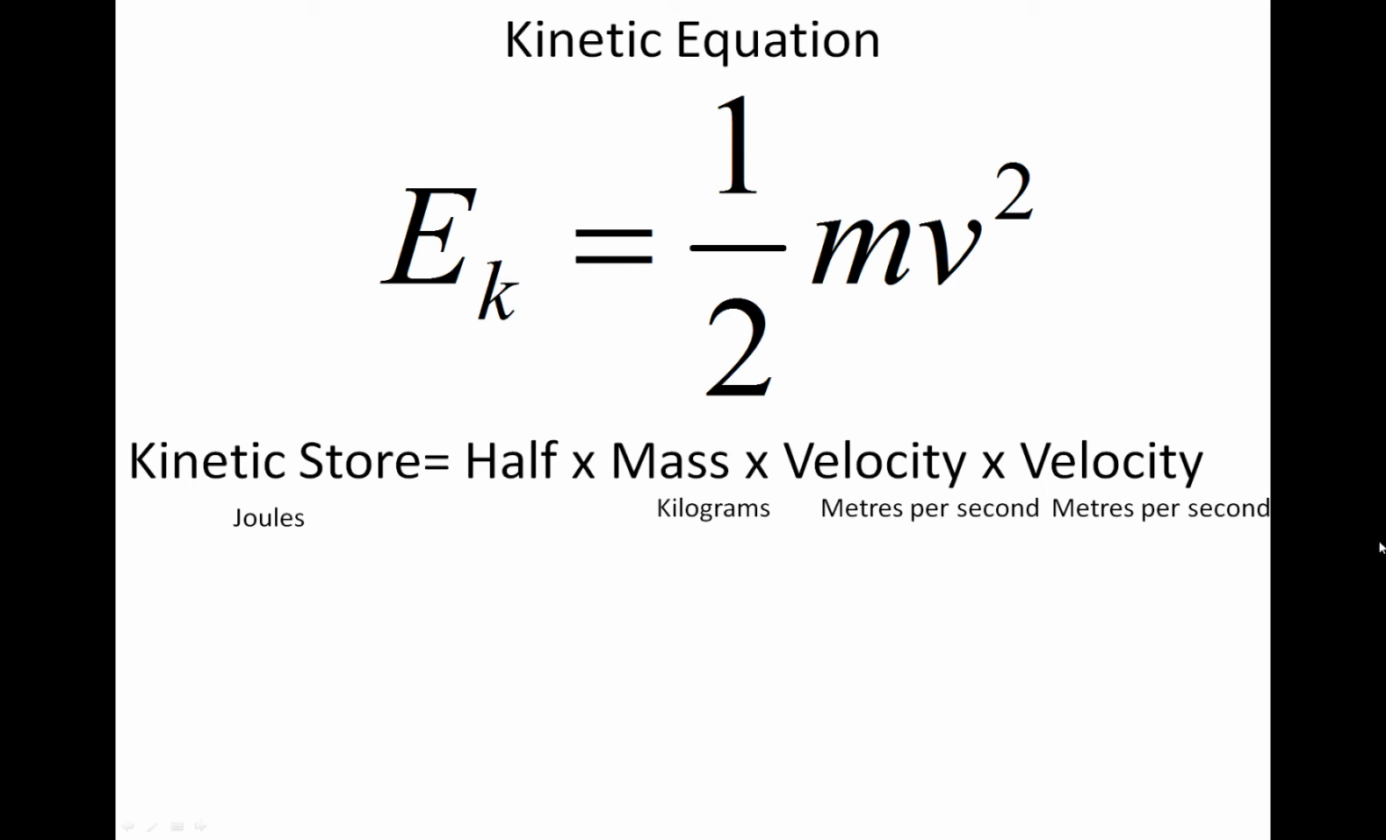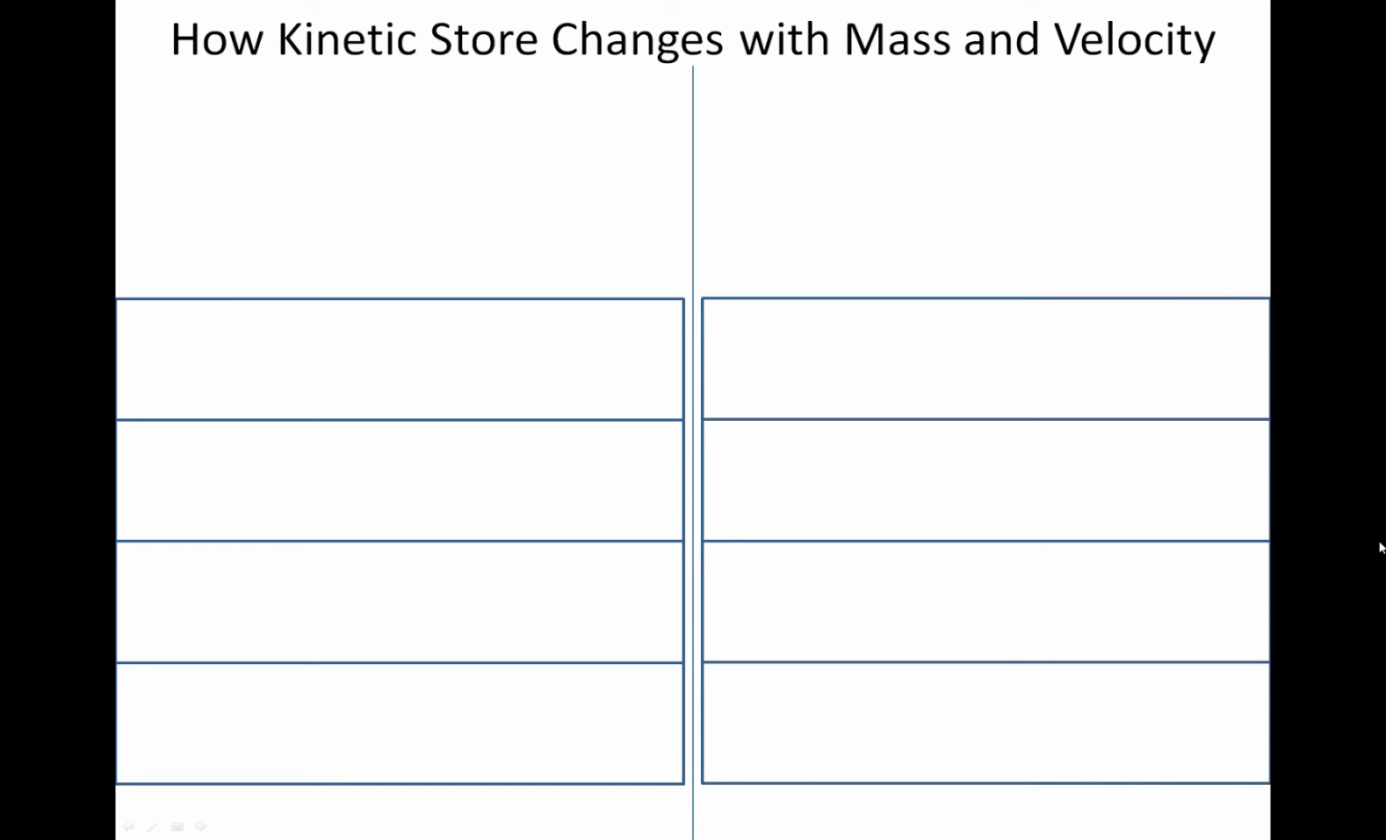Also remembering that energy is measured in joules, mass is measured in kilograms, and velocity is measured in meters per second. Now you may notice straight away that the velocity is a more important component than the mass. The velocity is squared, but we're going to look at just how much more important the velocity is than the mass in determining the kinetic store. So, how does the store change with mass and velocity?